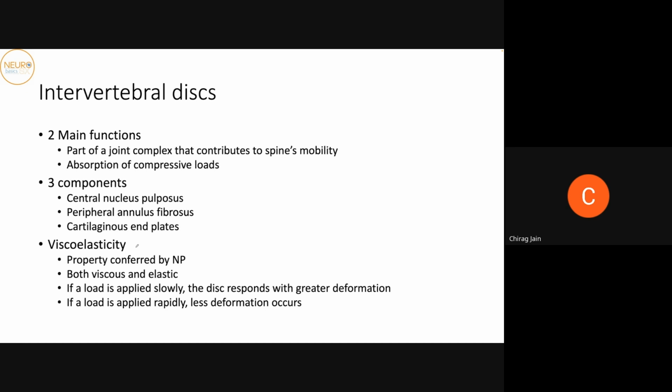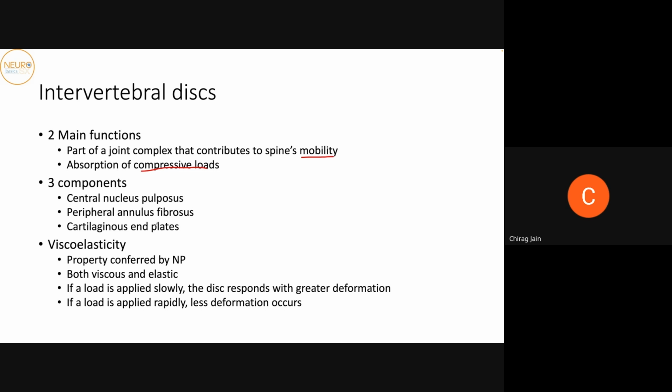Intervertebral disc has two main functions. One is that it is important for mobility also. It forms part of a joint complex that will contribute to the spine's mobility. The other thing is that it does absorb the compressive loads. The main responsibility of absorbing compressive loads falls on the intervertebral discs.